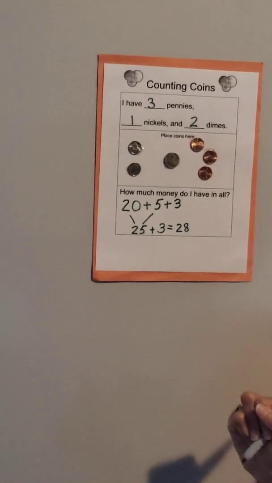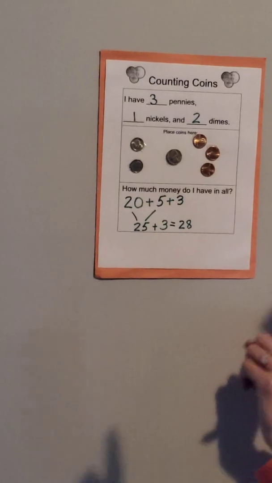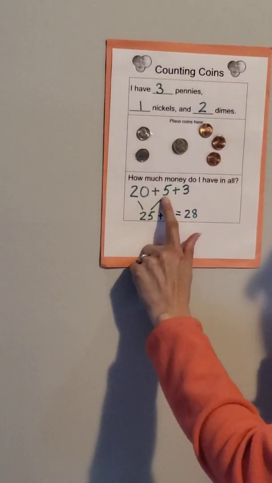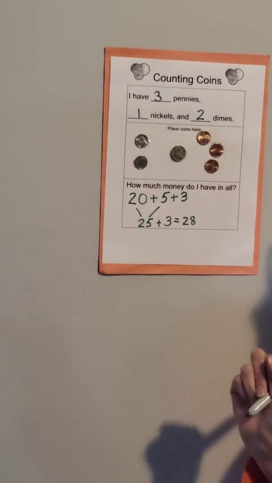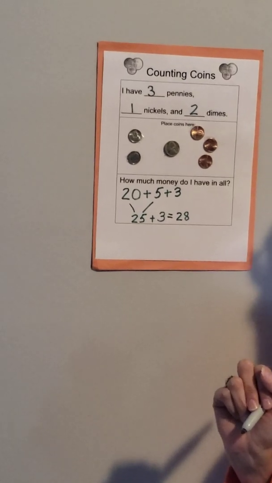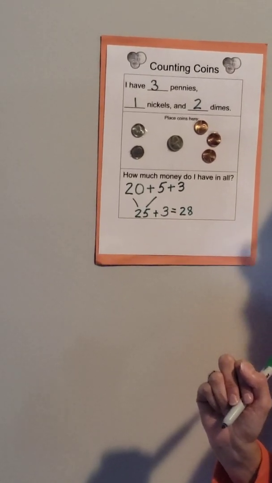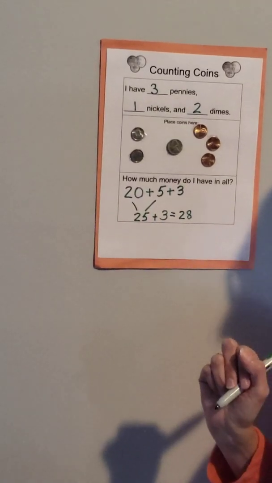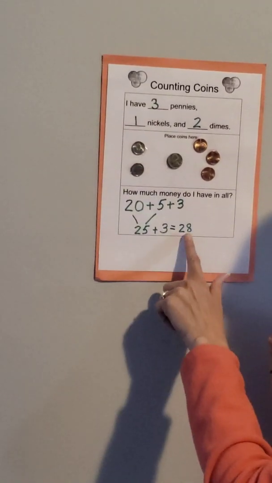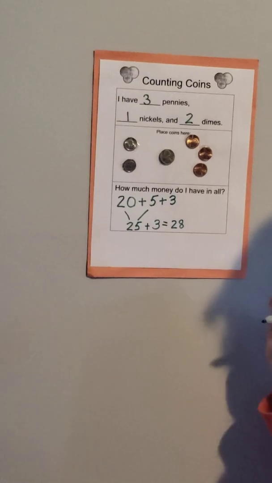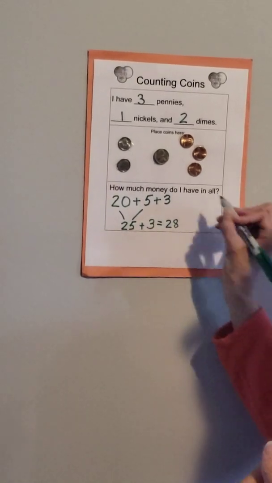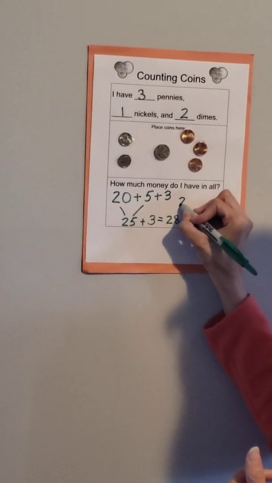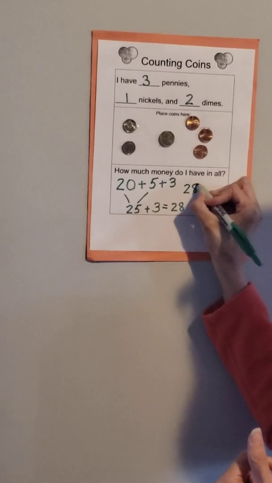Now a different way to solve that problem would have been to start by adding 5 plus 3. Because you know that 5 plus 3 equals 8. And then you would have 20 plus 8. And 20 plus 8 equals 28. So now that we know how much money we have, we can record the answer. So I can put 28 cents.